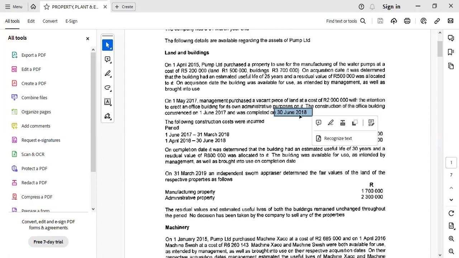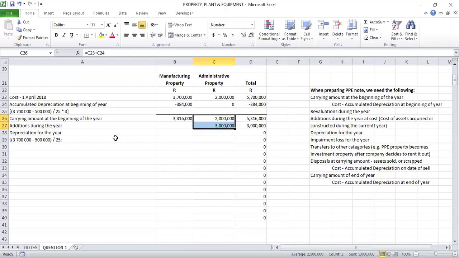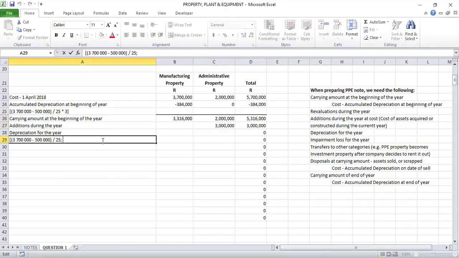Right, so now say it had a residual value of 800,000 and a useful life of 30 years. Now the total cost is 2 million plus 3 million, which is 5 million. So we would say 5 million minus 800,000. Then we divide by 30.